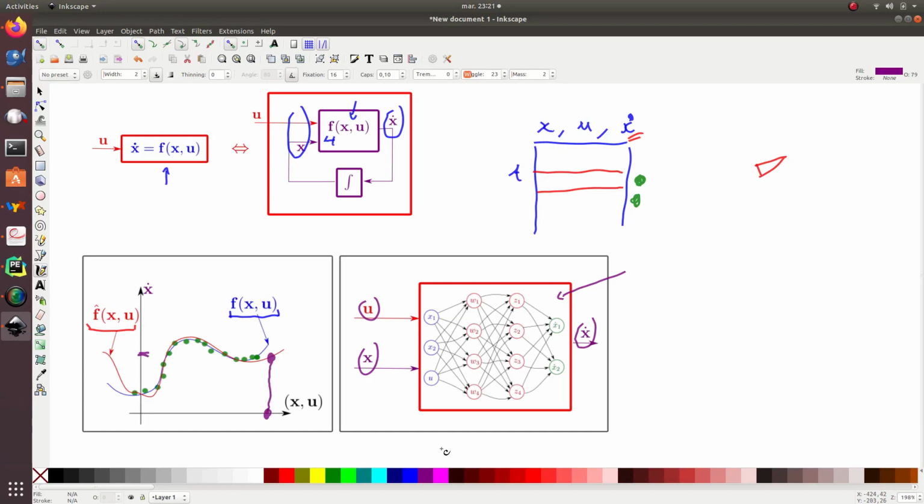But of course, if the data are not everywhere, and if I try here, then I will have a big error between the behavior that I predict and the true behavior. So it is important to use this function f hat, the estimation, only when x and u are in the right place.